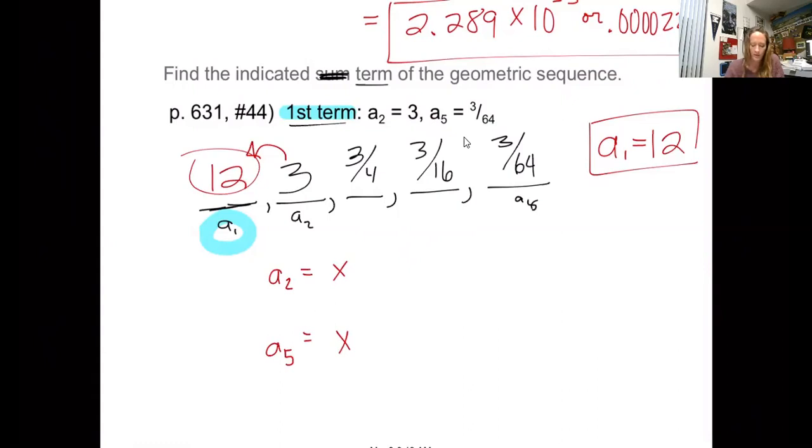Oh, stink. Well, hold on. For a sub 2, that would just be the common ratio raised to the 2 minus 1, which is the 1. But for this guy, I needed to go 1, 2, 3. That was times r cubed.